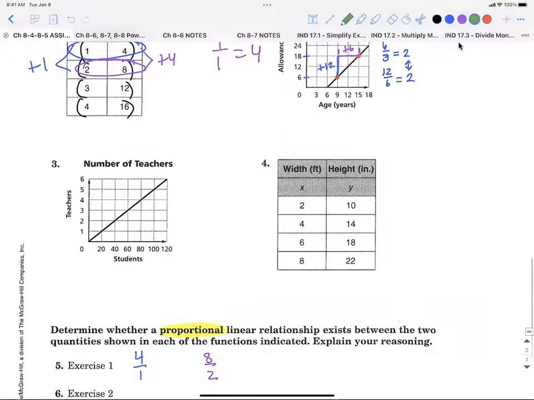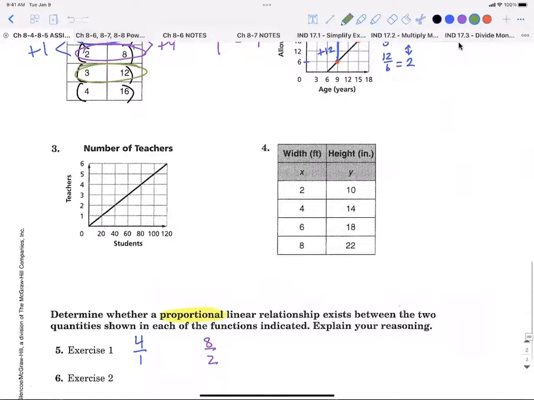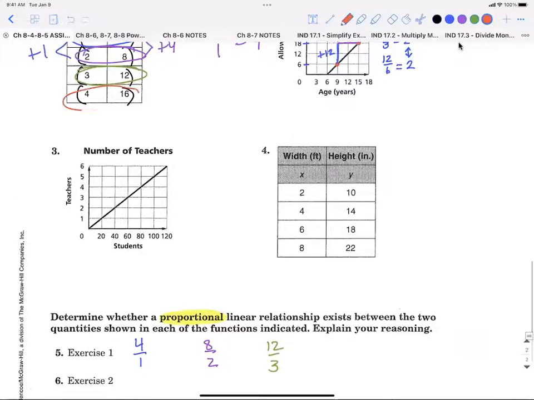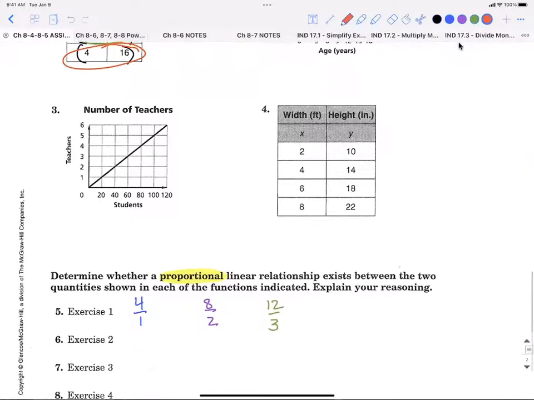My next point in the group is this point right here, and I'm going to write it with the Y on top. So 12 over 3. And then my last point is the point (4, 16), and I'm going to write it with a Y on top. Okay, now I reduce these all, and I get 4.